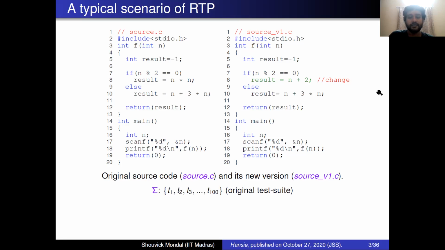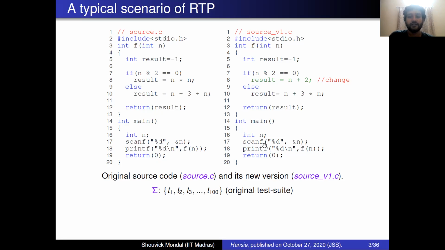So let us take this example with having 100 test cases in the original test suite. For this, we have recorded the test coverage, the basic block coverage, for all these 100 test cases in the older version of the code. And we also know their expected output. So the expected output is according to the older version source.c.